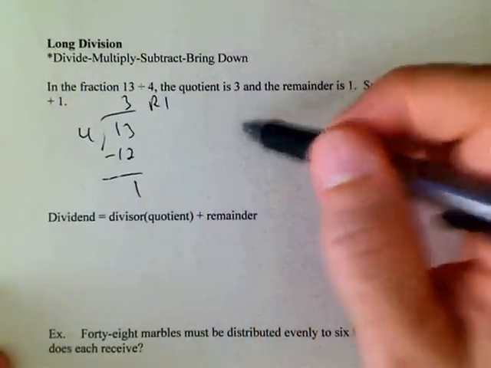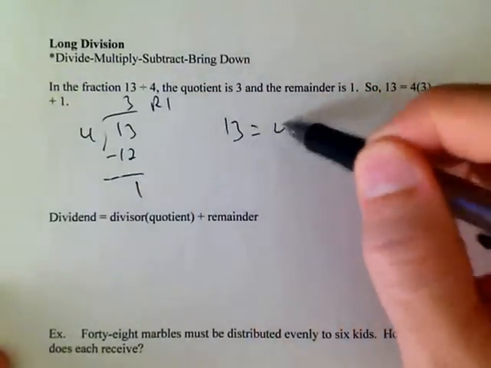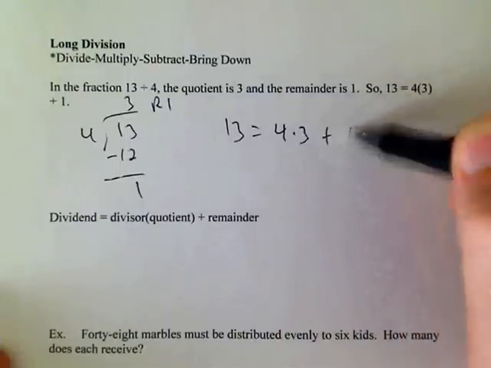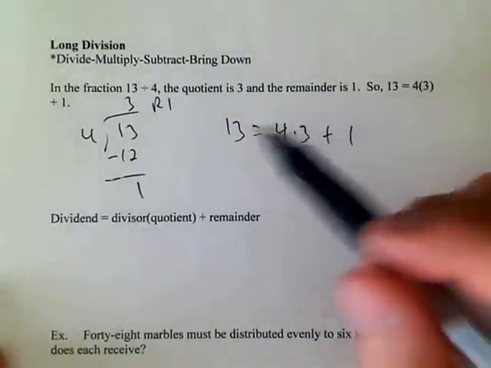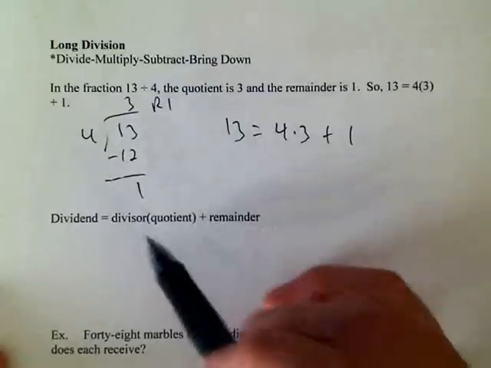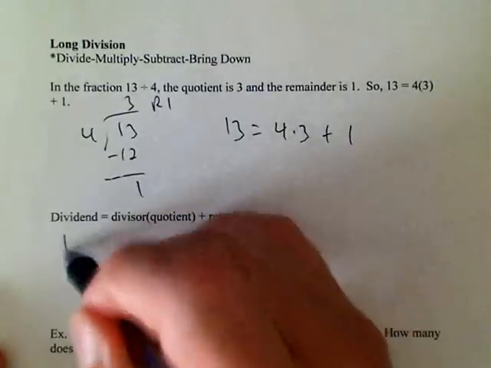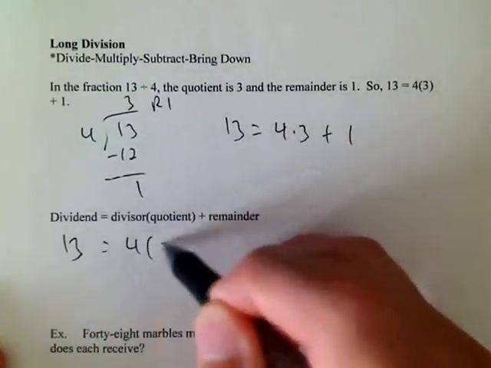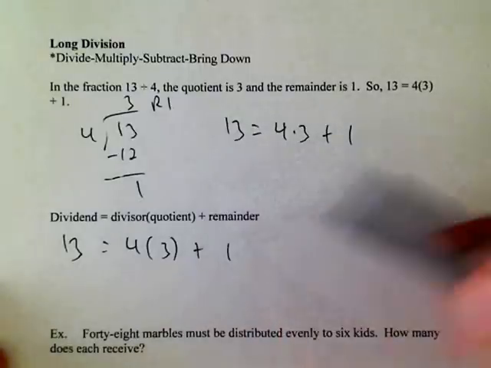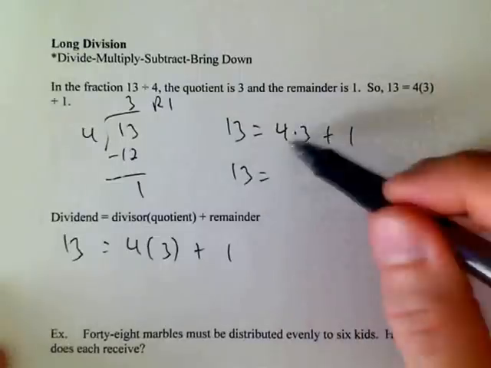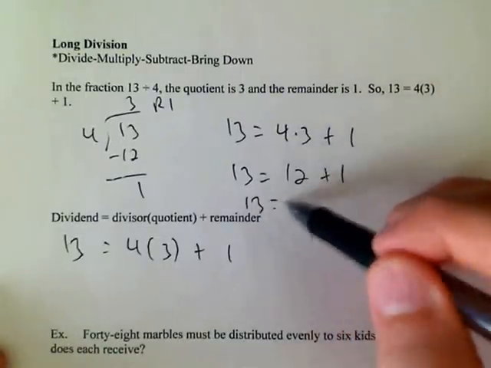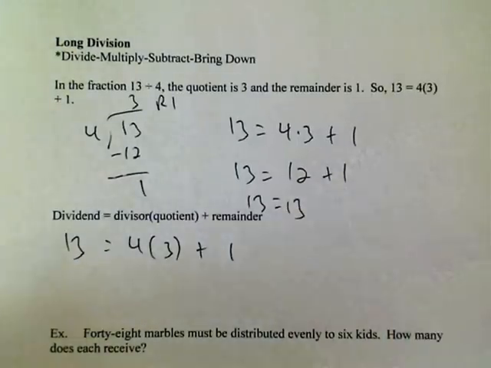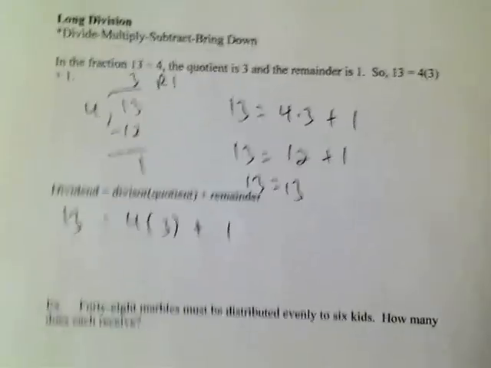So to check it, what we're saying is that 13 is the same as 4 times 3 plus 1 more. You check it by multiplying the divisor times the quotient. That's what this means. So the dividend is the divisor times the quotient, and then you add the remainder. Because when we do that, 4 times 3 is 12, and 12 plus 1 is 13. So this is how you check a division problem when you get a remainder.